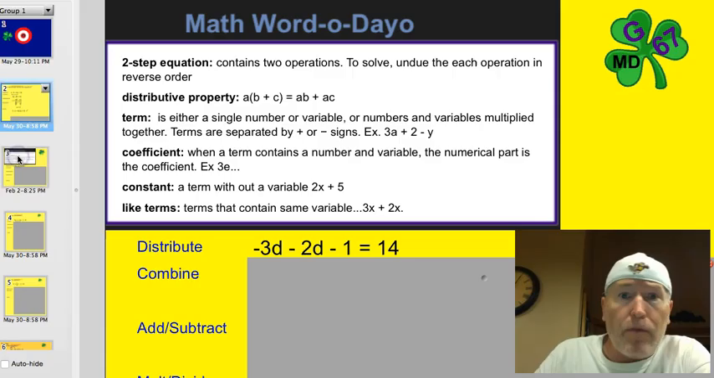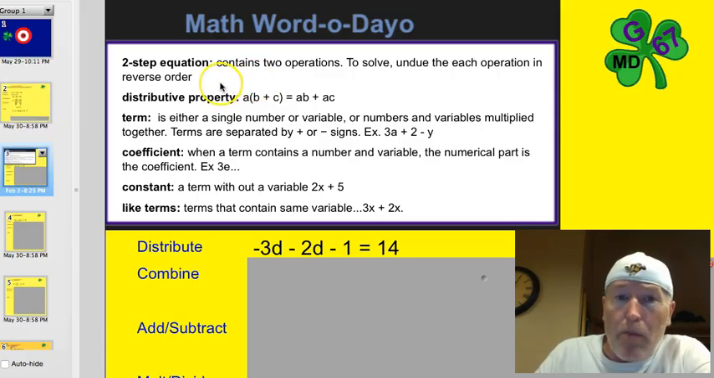Let's go ahead and take a look at some vocabulary, just kind of a review. Remember, a two-step equation contains two operations. You have to undo them in reverse order. Distributive property: A times B plus C is really the same as AB plus AC. A term: these are all terms, 3A, 2Y, all different terms. They're separated by a plus or minus symbol.